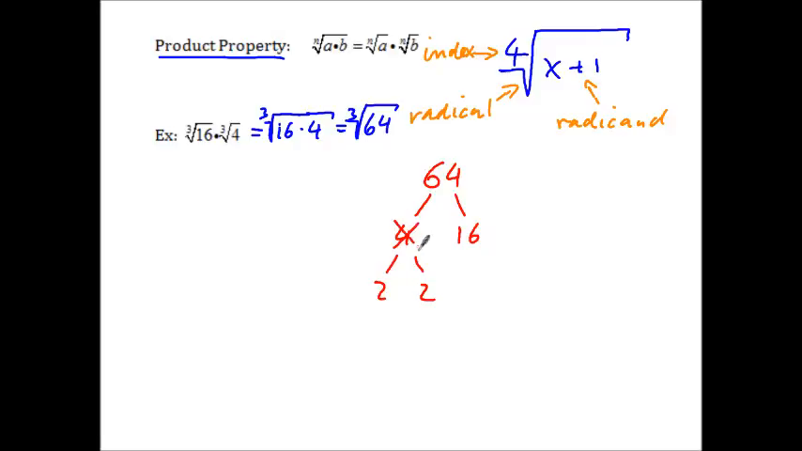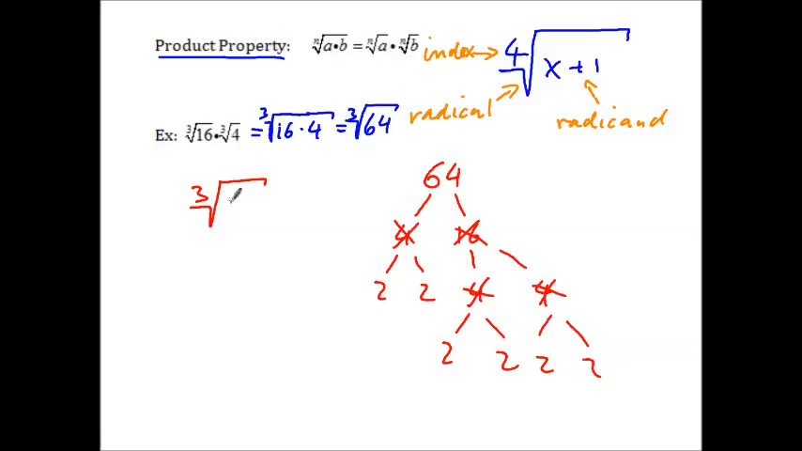I'm going to cross out the ones that we used so we don't get confused. 16 can be broken down into 4 and 4. And 4 again can be broken down into 2 times 2. So we end up with 6 2's. In other words, we can say 64 is 2 to the 6th power.